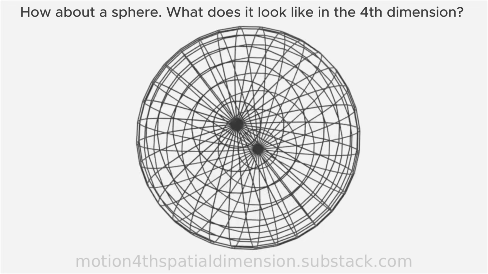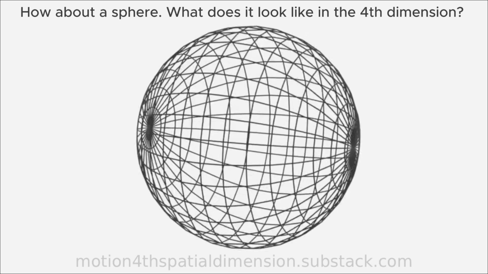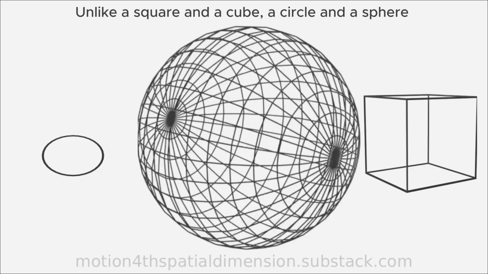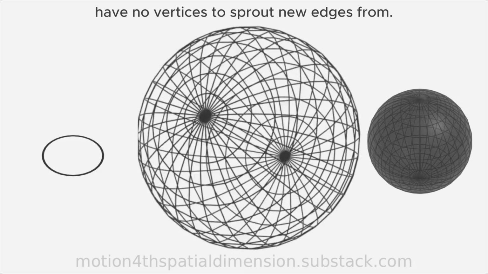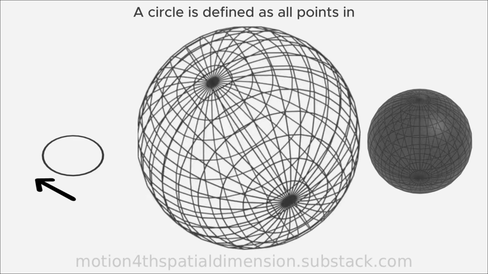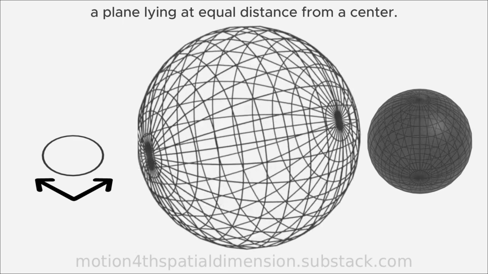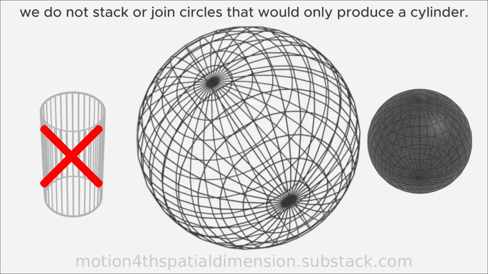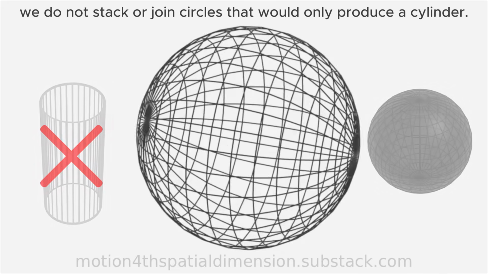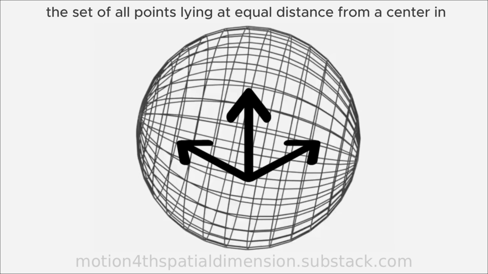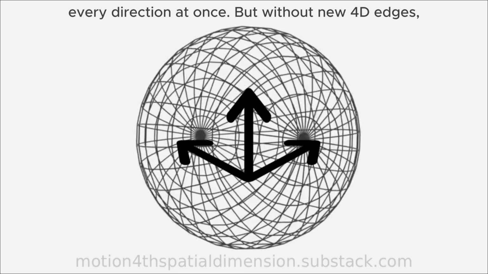How about a sphere? What does it look like in the fourth dimension? Unlike a square and a cube, a circle and a sphere have no vertices to sprout new edges from. A circle is defined as all points in a plane lying at equal distance from a center. To move from a circle to a sphere, we do not stack or join circles. That would only produce a cylinder. Instead, we extend the same definition into three dimensions, the set of all points lying at equal distance from a center in every direction at once.